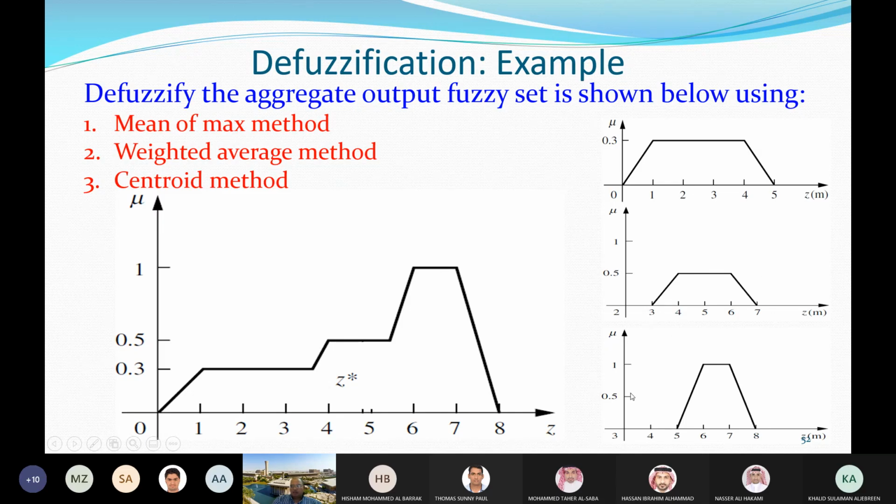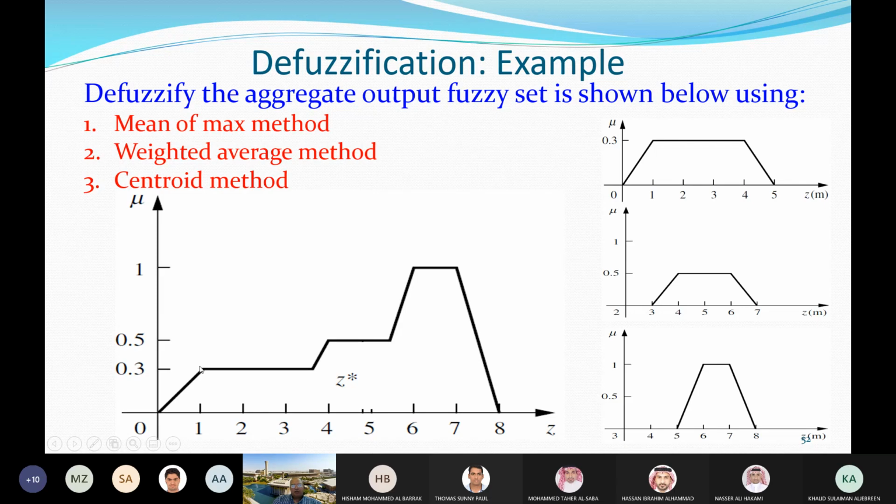The scales here are a little bit misleading. This is between 0 and 5. This is between 3 and 7. It should be somewhere here, this is 1. And this is between 5 and 8. This is 1, this is 0.5, and this is 0.3. So this is the first rule output, this is the second rule output, and this is the third rule output. If you collect these outputs, you will end up with this.